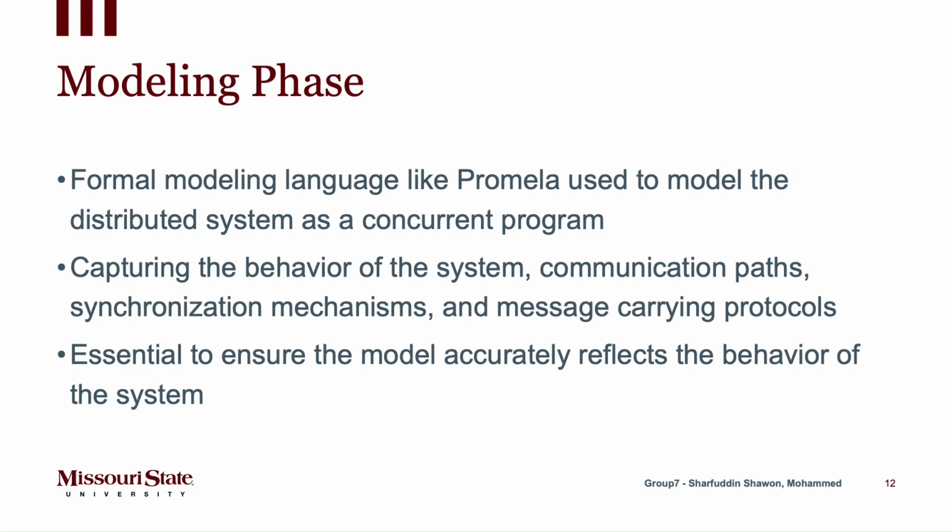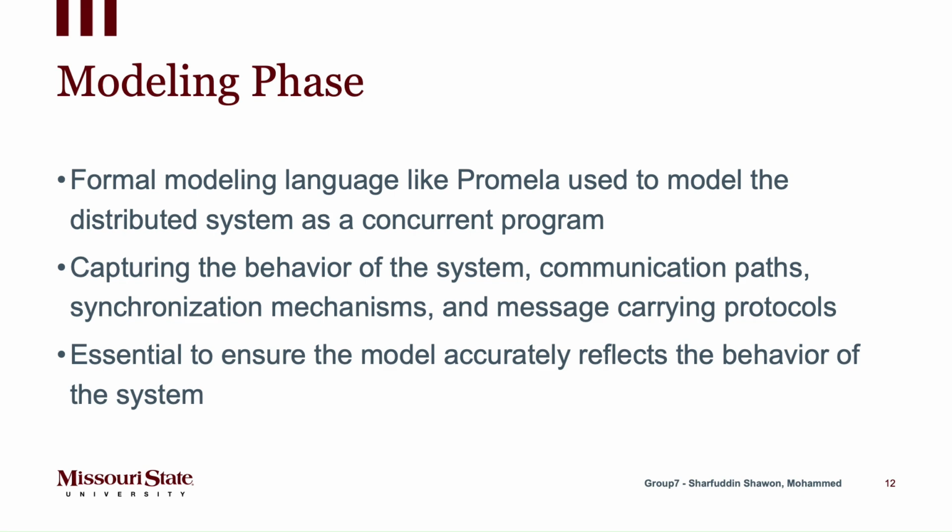The modeling phase is the first step in our proposed method for detecting concurrency bugs. We use a formal modeling language like Promela to model the distributed system as a concurrent program. This stage is essential for ensuring that the model faithfully captures the behavior of the actual system in use, so that we know we are getting the real data in real time, and that will make it easier for us to detect the problems in the future.